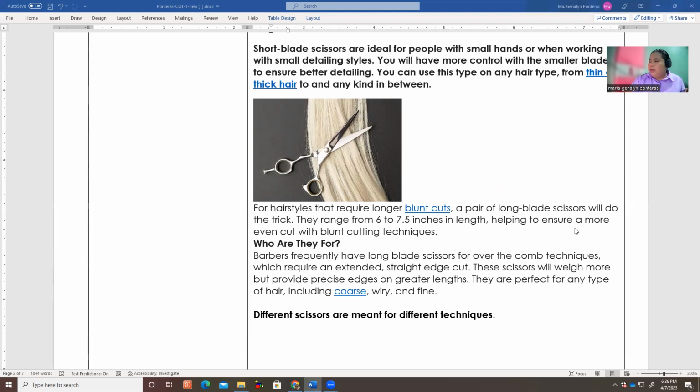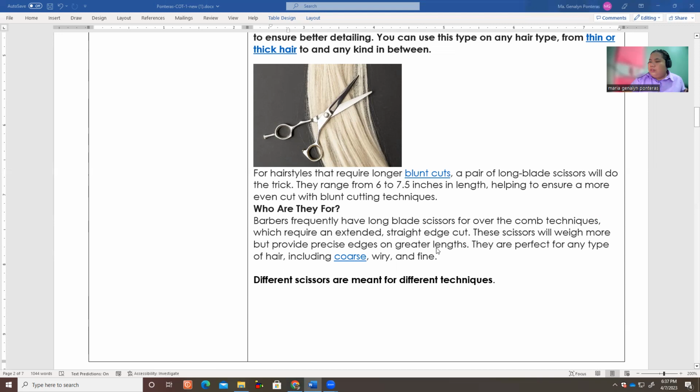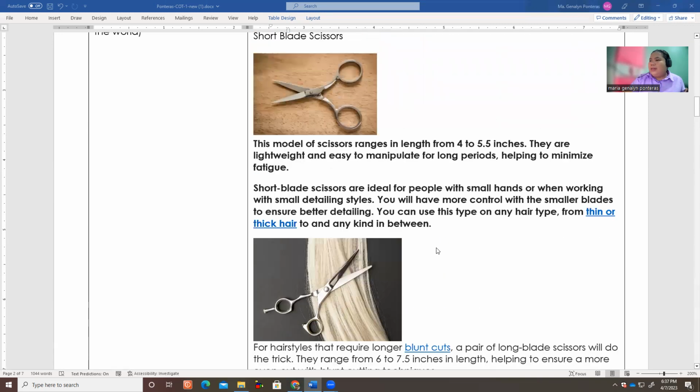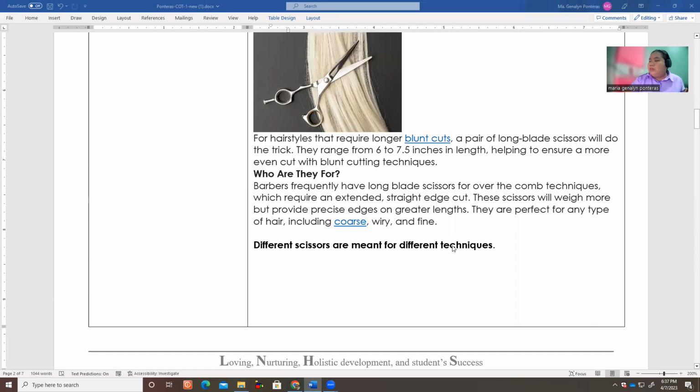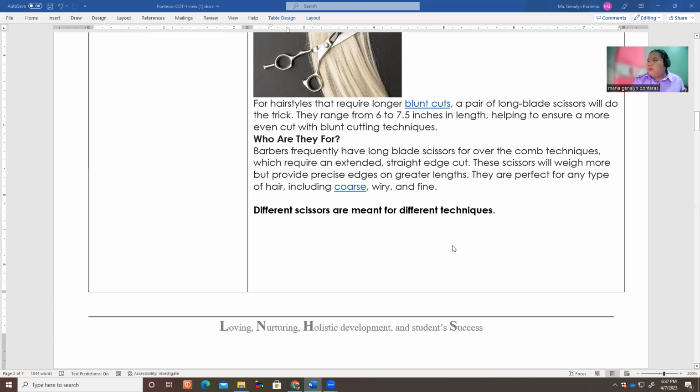So that is, this kind of scissor is used to cut more hairs. So kaya itong ginagamit sa pantabas kasi marami siyang magugupit na hair. Okay. So from the two different designs of this scissor, we can say that different scissors are meant for different cutting techniques, no, ng buhok.